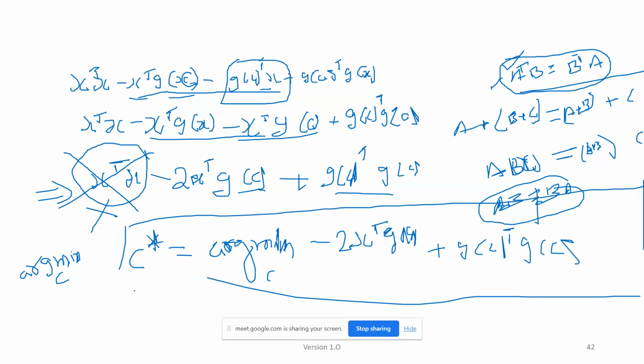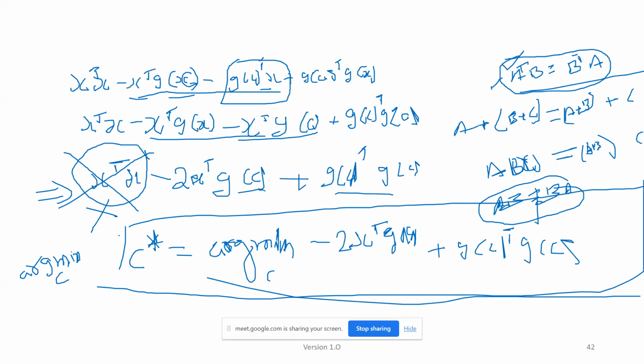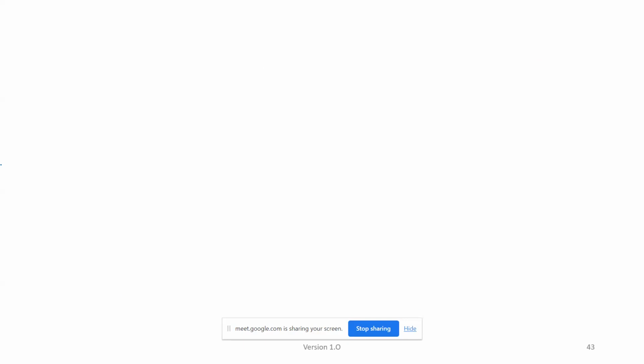For this we are applying vector calculation. For this min argument, we are applying vector calculations because we are doing optimization. As of now, we have derived only this value, but it is not an optimal value. So now we are doing optimization. For that, we are using vector calculus.